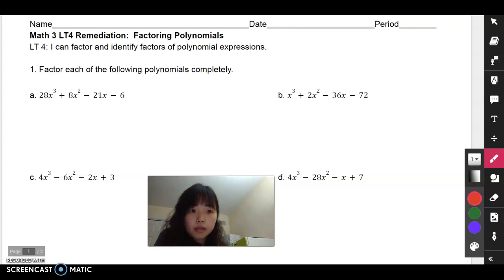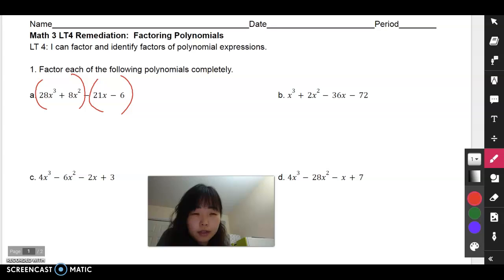All right, I'm going to go over learning target for remediation. So let's do this. Factoring. This is something you have to do every single time. This is called factor by grouping when you have 4 things. We're going to do 2 at a time.